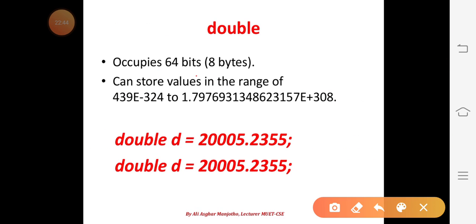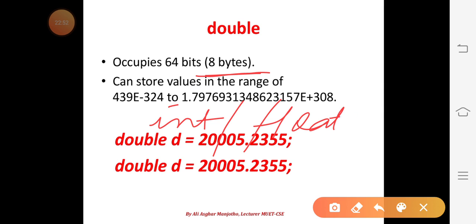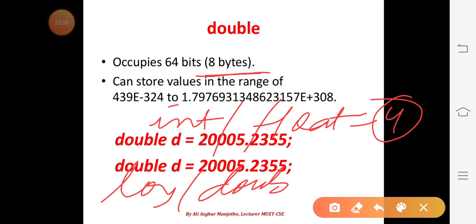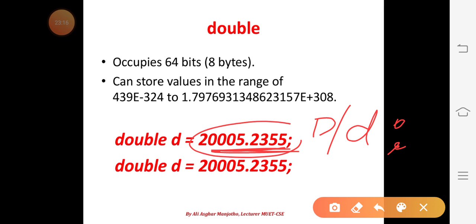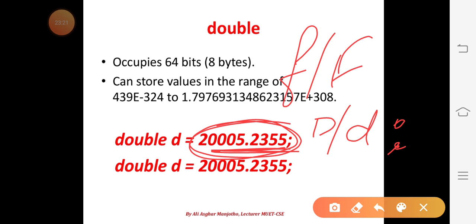Next one is for double. Double requires how many bytes? 8 bytes. See, integer and float, these 2 take 4 bytes, and long and double, these 2 take how many bytes? 8 bytes, right? So this is for double. Now if you want to declare a double type of value, you can also suffix it by capital D or small d. It depends on you. If you are not writing anything, it will be considered as double. If you want to make it float, then you have to write capital F or small f.